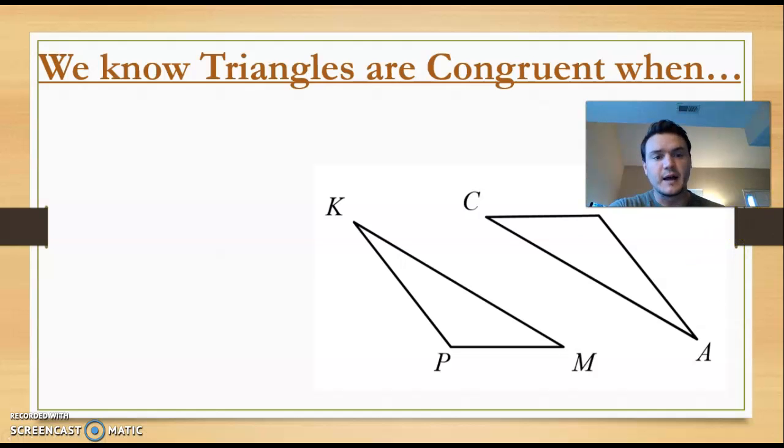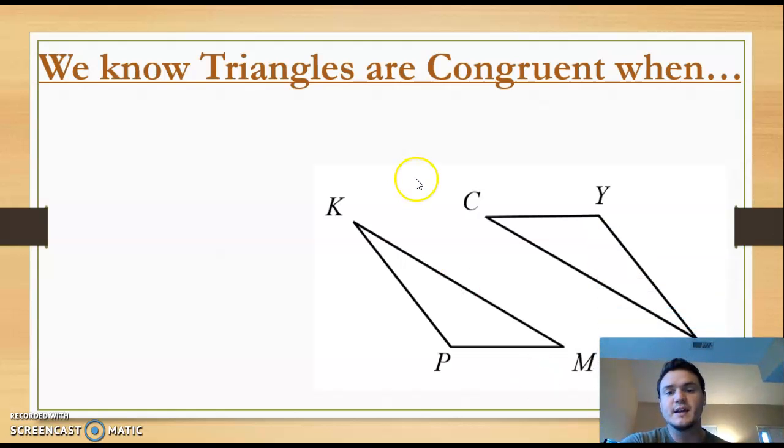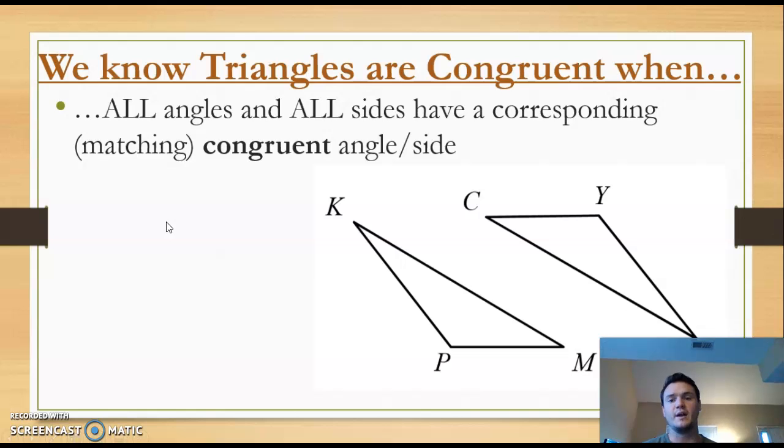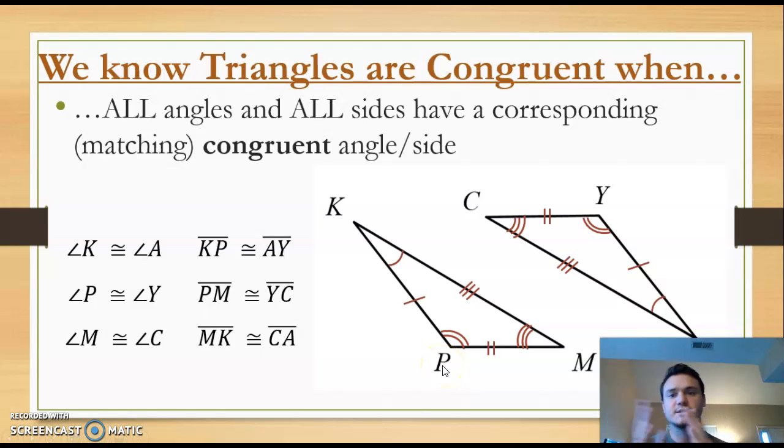All right, so in the last lesson, we basically talked about how do we know when triangles are congruent. We said that triangles are congruent when all of the angles and all of the sides have a matching corresponding angle and side. So if we're looking at these two triangles and we know that those angles and those angles are congruent, and then also these sides are all congruent, we would say that because each side has a corresponding congruent side in the other triangle, and each angle has a corresponding congruent angle in the other triangle, because all 6 of those match up, it means that the triangles are congruent.